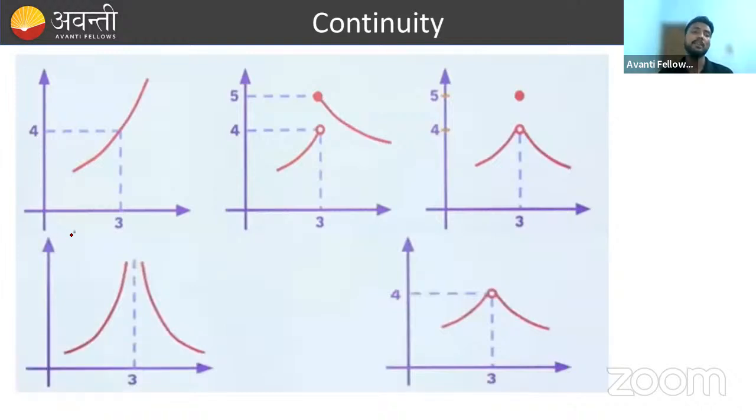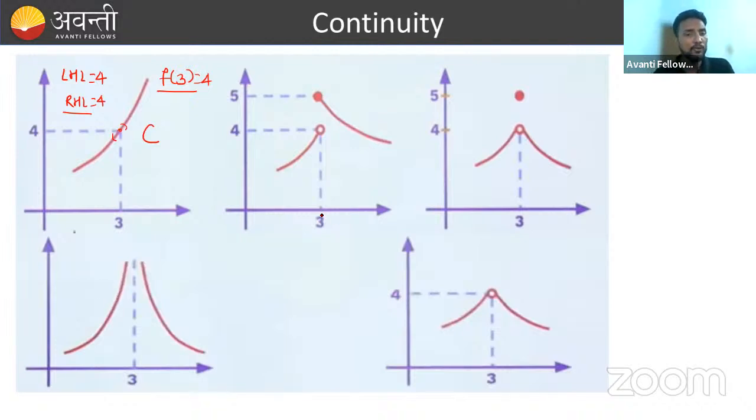One by one I will explain which function is continuous and which function is not continuous. Here you can see, guys, at exactly 3 is what we need to find. If we go left hand side, LHL will be 4, right? If we go right hand side, RHL will be 4 also, and f of 3 is 4. So LHL equals RHL equals f of 3, so it is continuous. I am writing it as C.